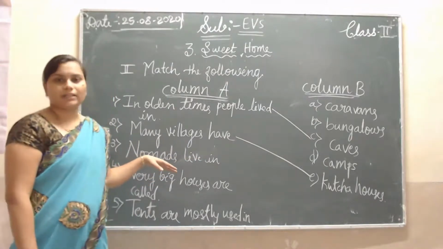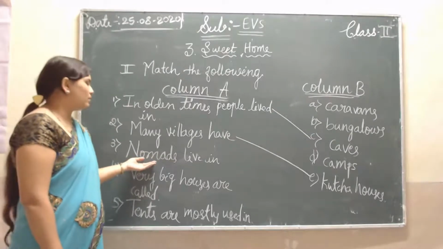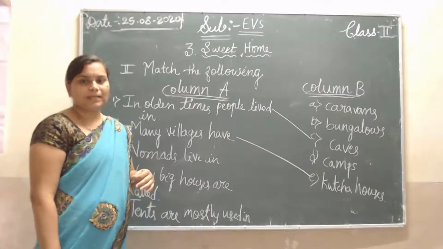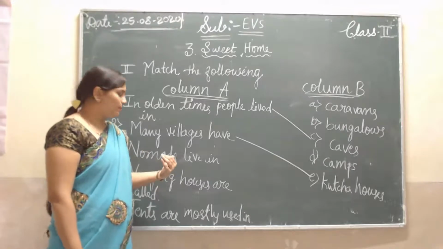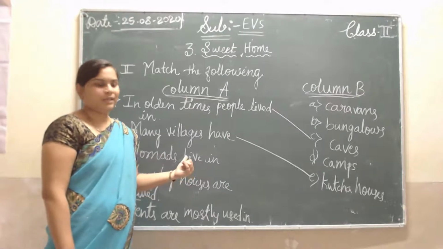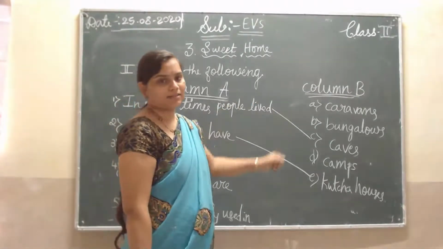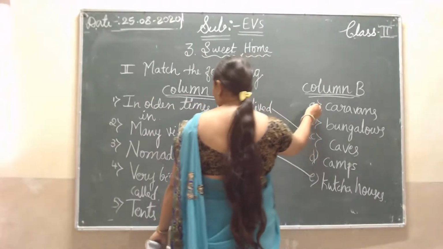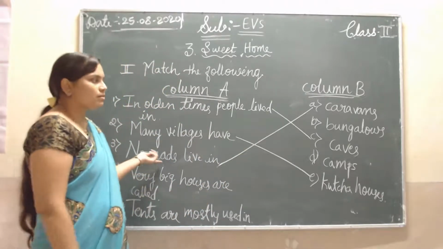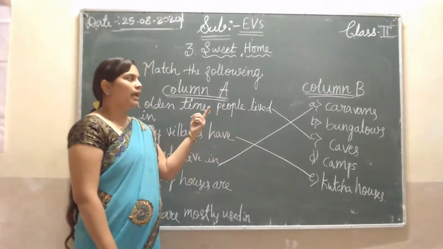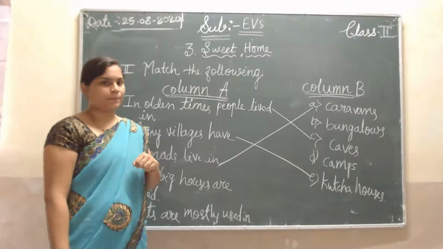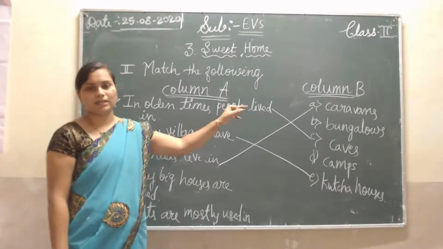Third one, nomads live in. Do you remember what we mean by nomads? Nomads are the persons who cannot live permanently at one place. They move from one place to another. So they do not live in a permanent house; they live in caravans. This home has wheels. Caravans are pulled by horses, bullocks or vans. So nomads live in caravans.